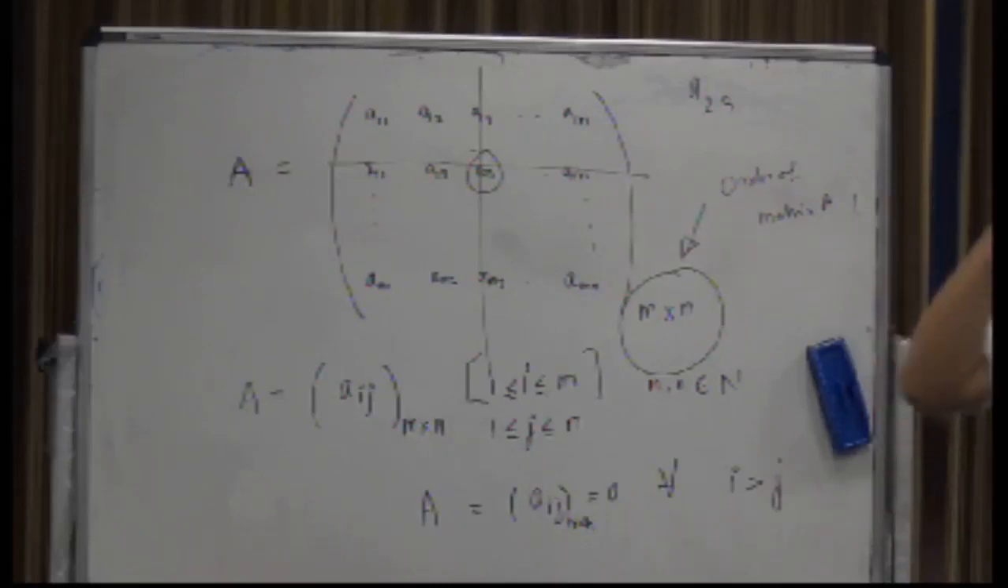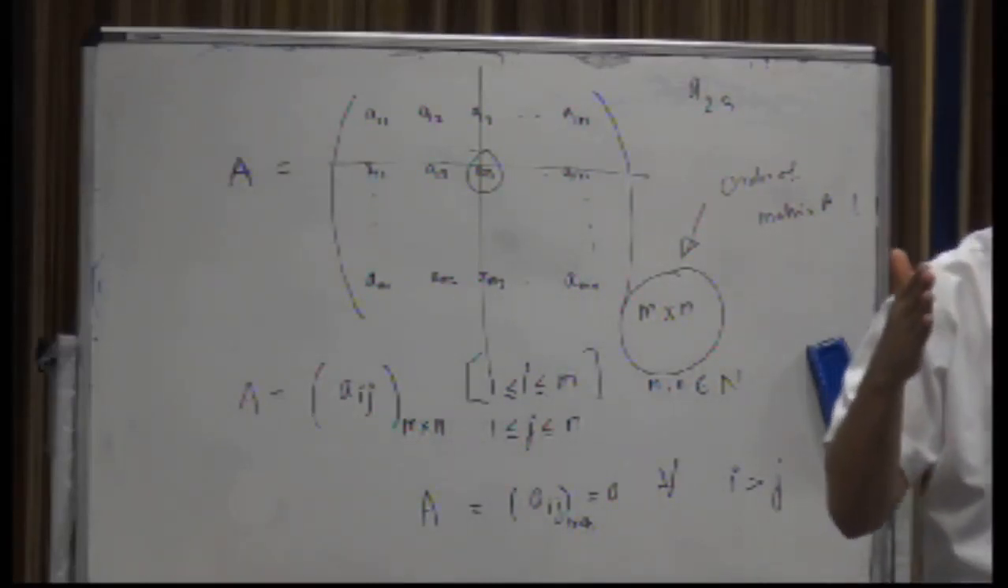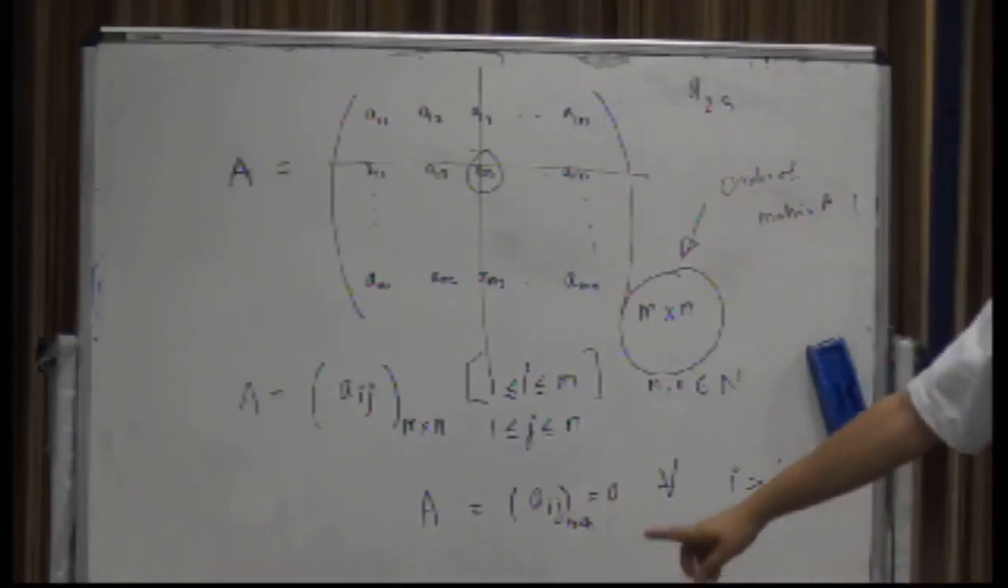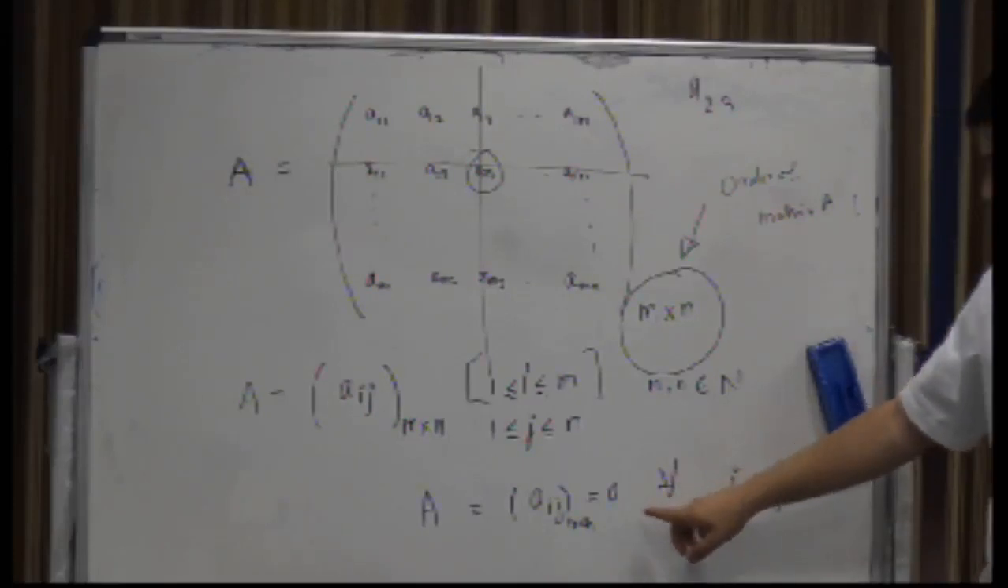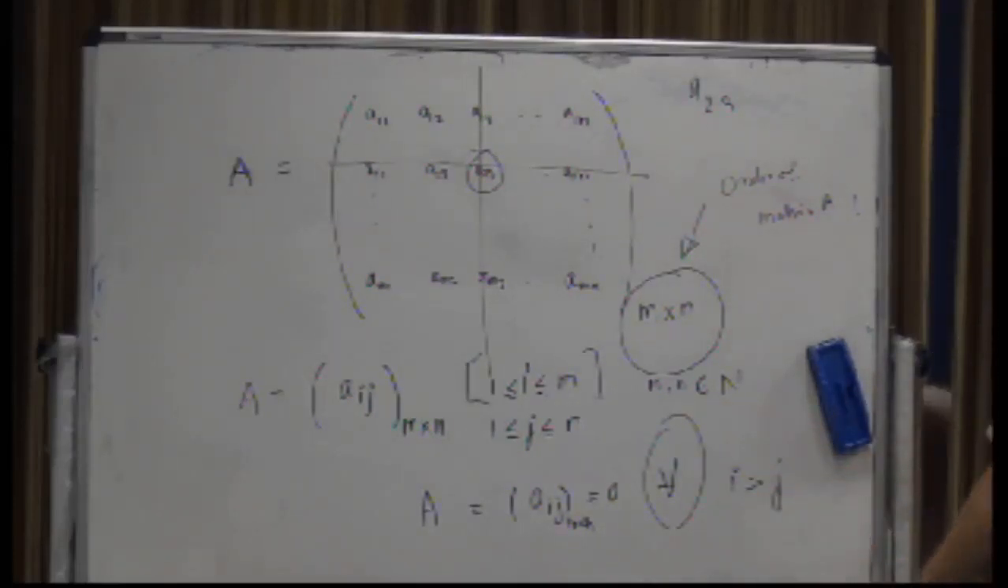The second important term is upper triangular matrix. In an upper triangular matrix, all the elements below the diagonal are 0, which we are going to say mathematically as Aij is equal to 0 for all i greater than j. Why do we say i greater than j?